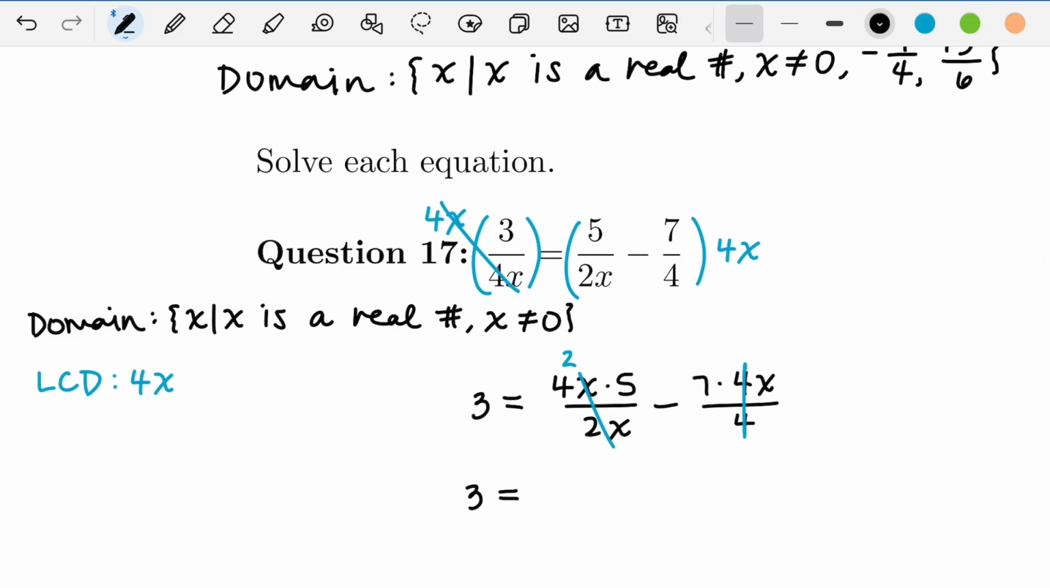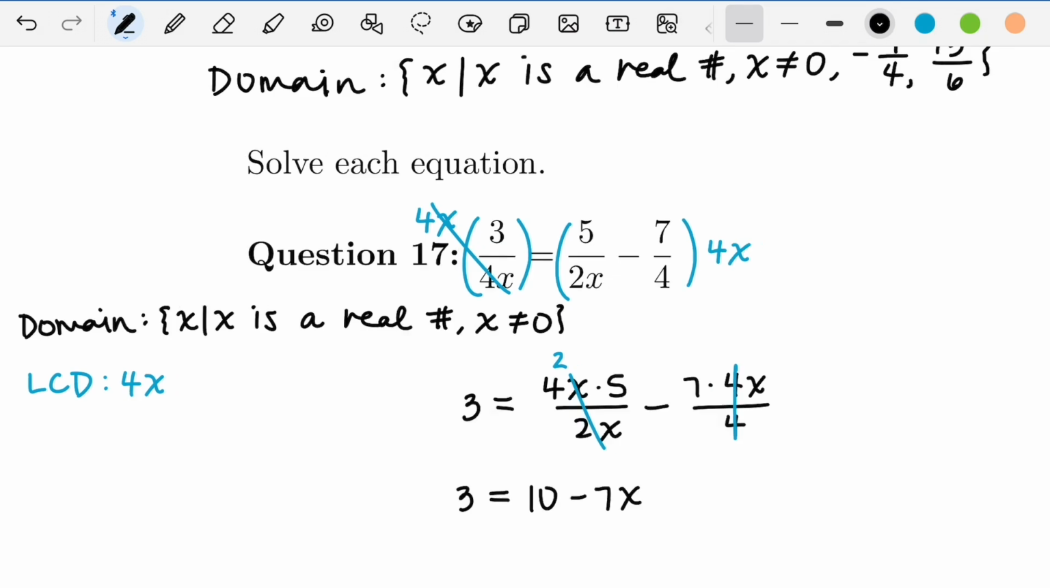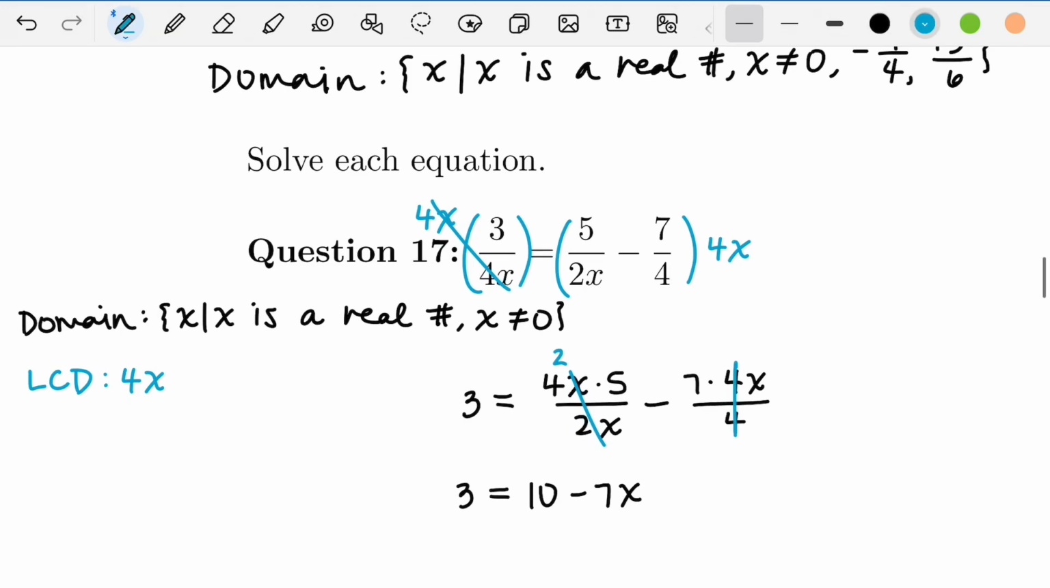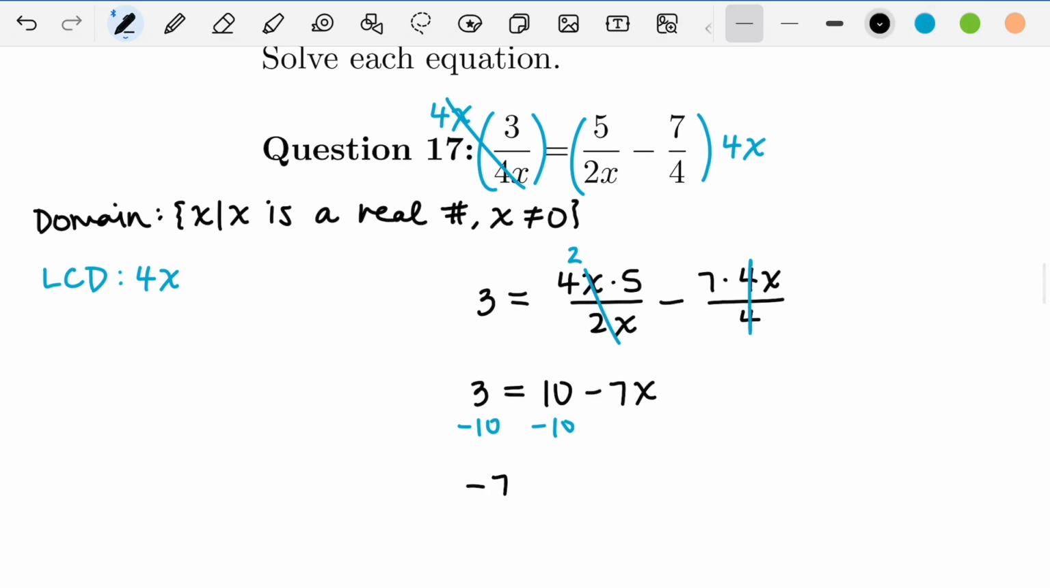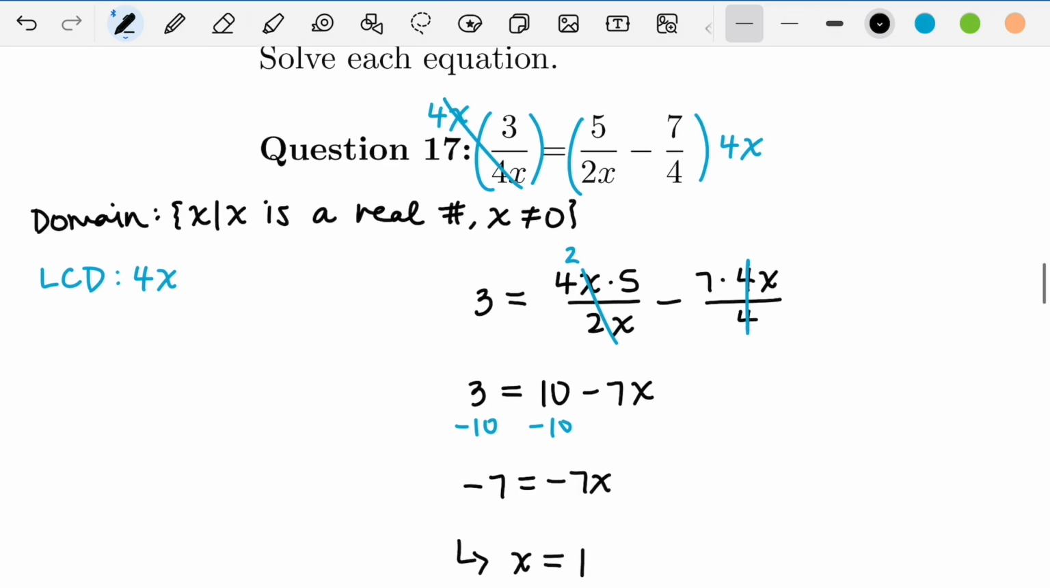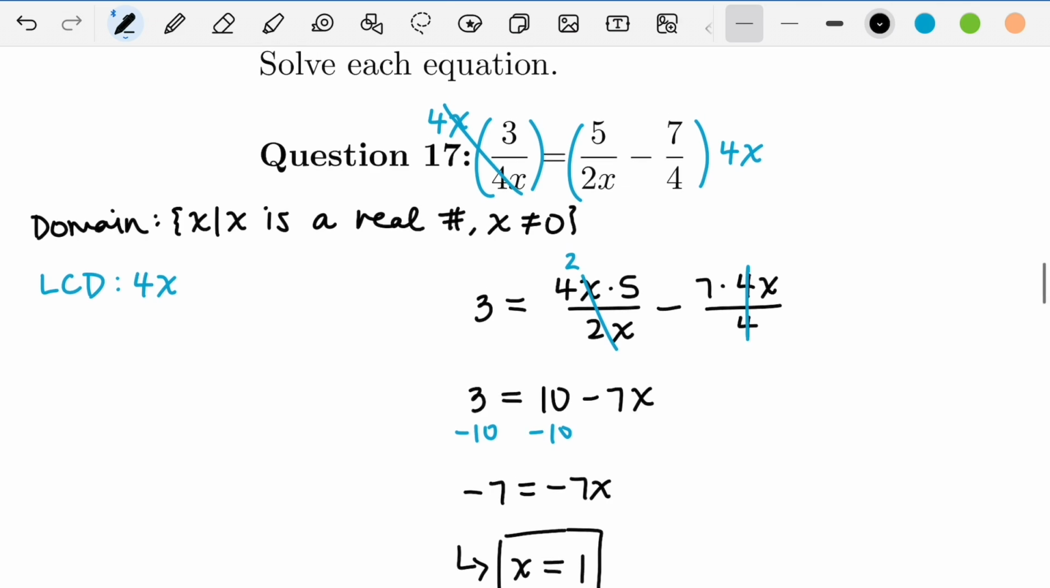So our equation is going to become, we still have this 3 on the left-hand side. Then we're going to have 2 times 5, which gives us 10 minus 7x. Now this becomes a lot easier to solve for x. We're going to subtract 10 on both sides here. We're going to get negative 7 is equal to negative 7x. And so lastly, to get x completely alone, we'll divide by negative 7 on both sides, and we'll get that x is equal to 1. So that would be the solution for this equation.